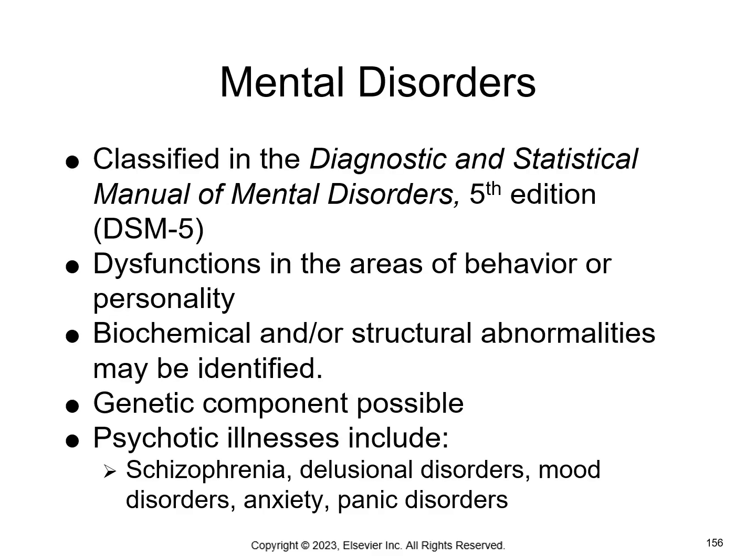And then next we have mental health disorders. So they're classified in the DSM-5. They're dysfunctions in the areas of behavior or personality. They're biochemical and or structural abnormalities that can be identified along with mental health disorders. There's a potential genetic component associated with them as well. Psychotic illnesses include schizophrenia, delusional disorders, mood disorders, anxiety, and panic disorders.